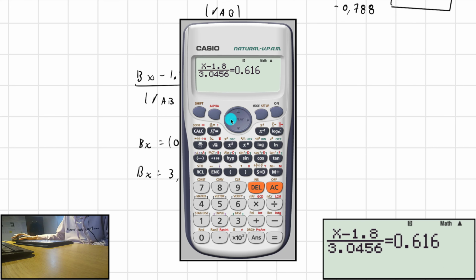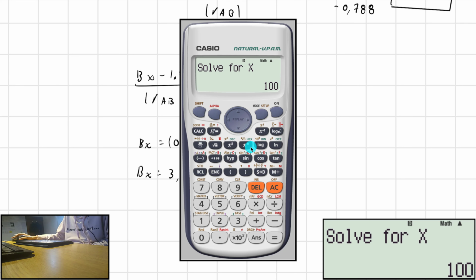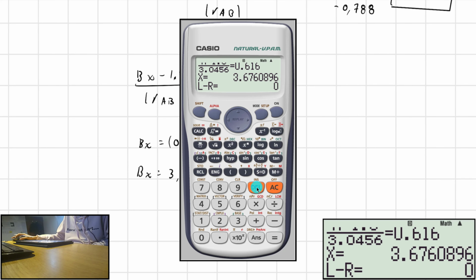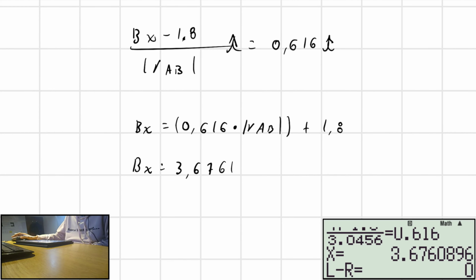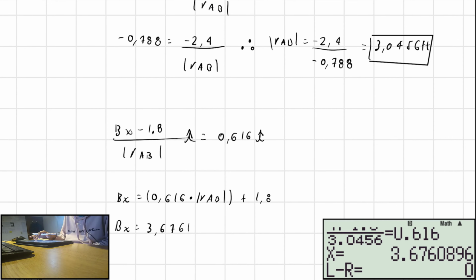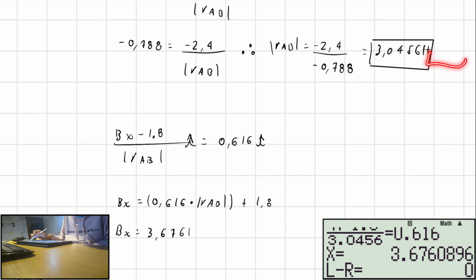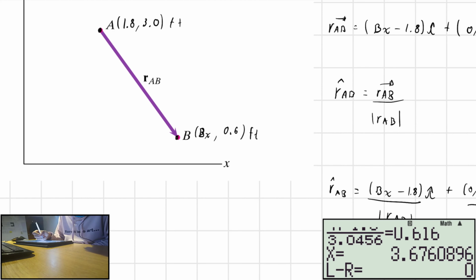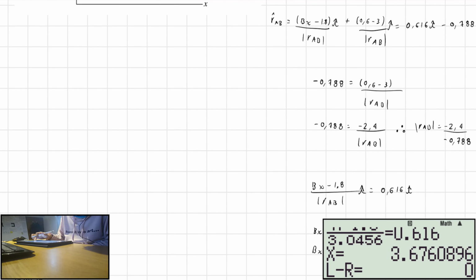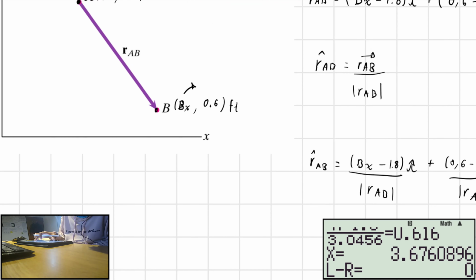Sorry, I lost the equation. Right here I have it. Shift solve for x. Yep, equal 3.6761. I lost some digits right here. That is why this is not the same result, but this is the most accurate one. And finally, once I have bx, I'm going to write down this here, 3.6761.